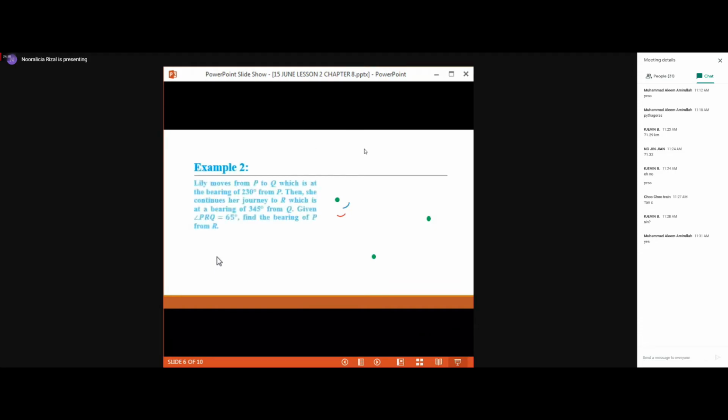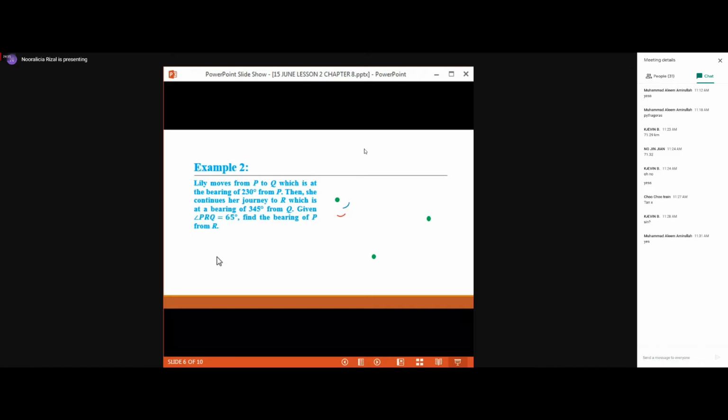All right, second one. So again, there's no diagram. It's just a statement, a situation. Lily moves from point P to Q, which is at the bearing of 230 from P. Then she continues her journey to R, which is at a bearing of 345 degrees from Q. Given the angle of PRQ is 65 degrees, find the bearing of P from R.